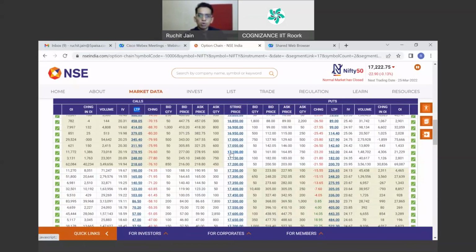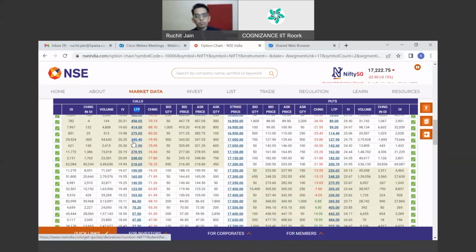So the farther you go in the money from the current market price, the intrinsic value will be more, correct? The farther you go in the money from the current market price, even in put options, the intrinsic value will be more. That is why the in the money options are more expensive, and out of the money options are cheaper. Now what would happen?